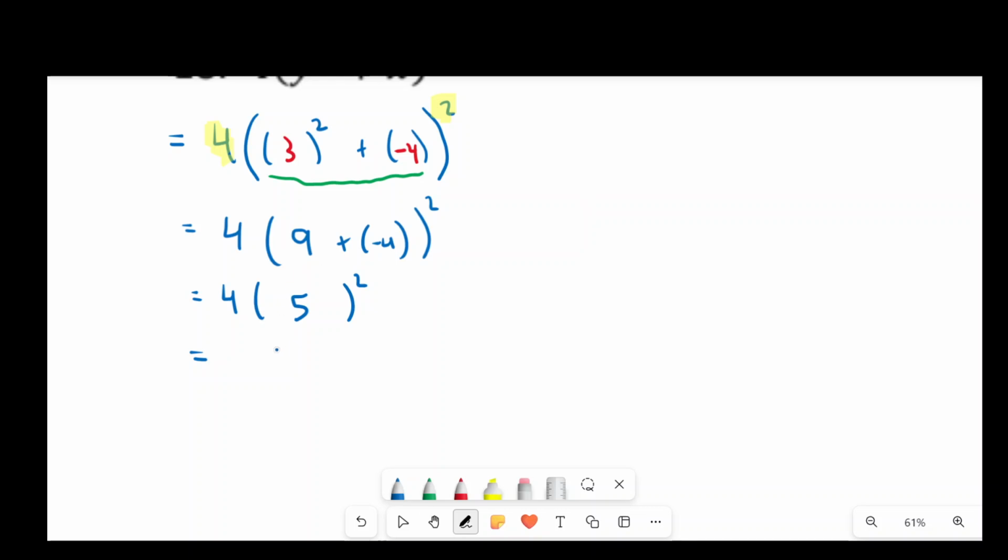Now what? Well, now what is exponent? 5 times 5 is 25. And finally, I can do 4 times the bracket. The bracket's 25. 4 times 25 is 100.